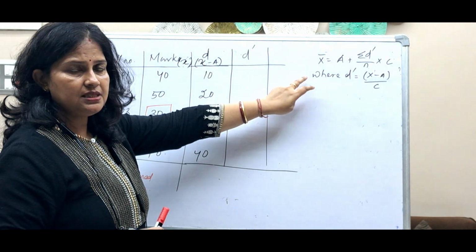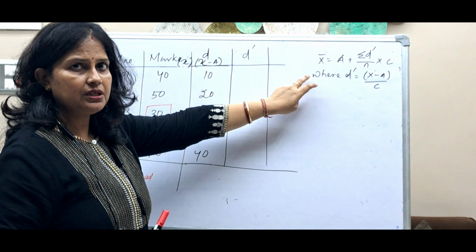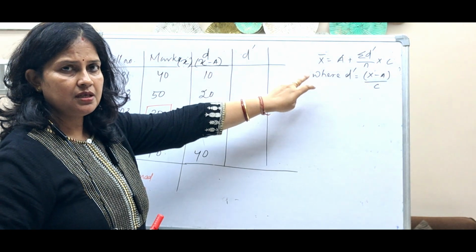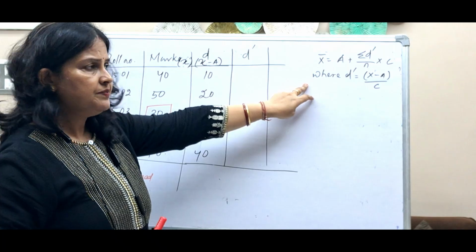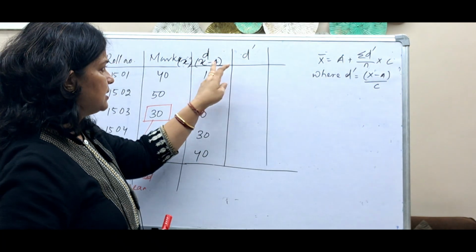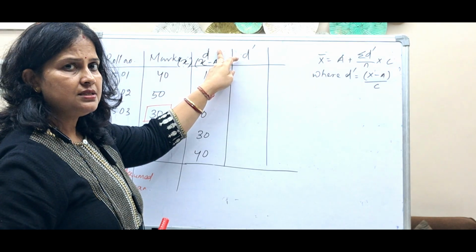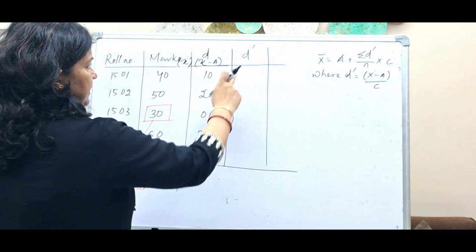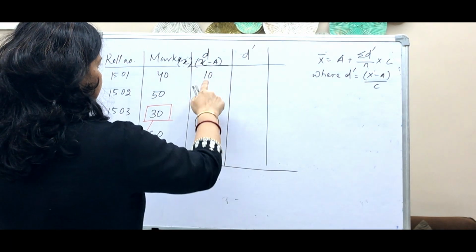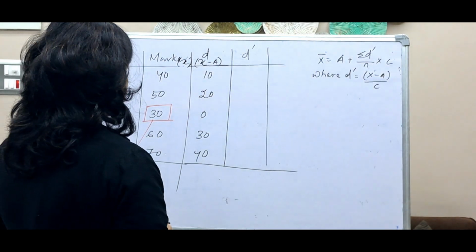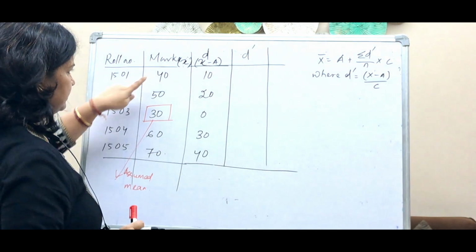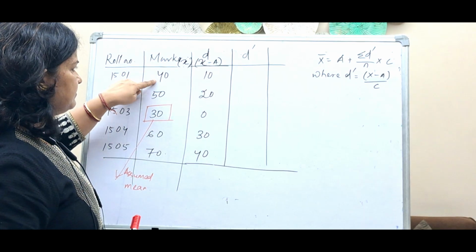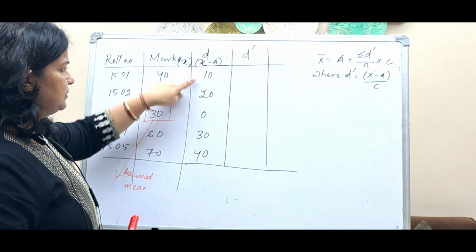Actually this step deviation method is nothing but an extension of our shortcut method. Shortcut method is also known as assumed mean method, and in assumed mean method we have already found the deviation, that is x minus a. So to find d dash, what do we need to do? We need to divide by common factor. If we see here, one common factor we can say 10, because 10 is divisible by all our deviations.